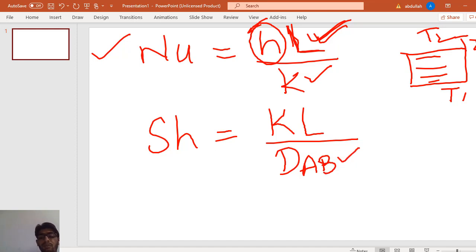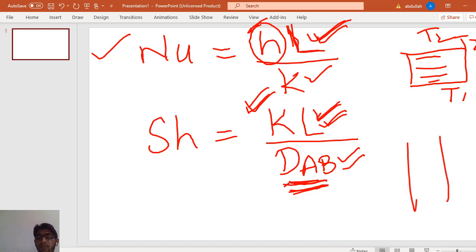The value of this diffusivity can be obtained from graphs, from various tables, or from experimental correlations, for various gaseous pairs, for liquids, and for various gases. And this is the mass transfer coefficient. This is the length for the mass transfer, delta Z.